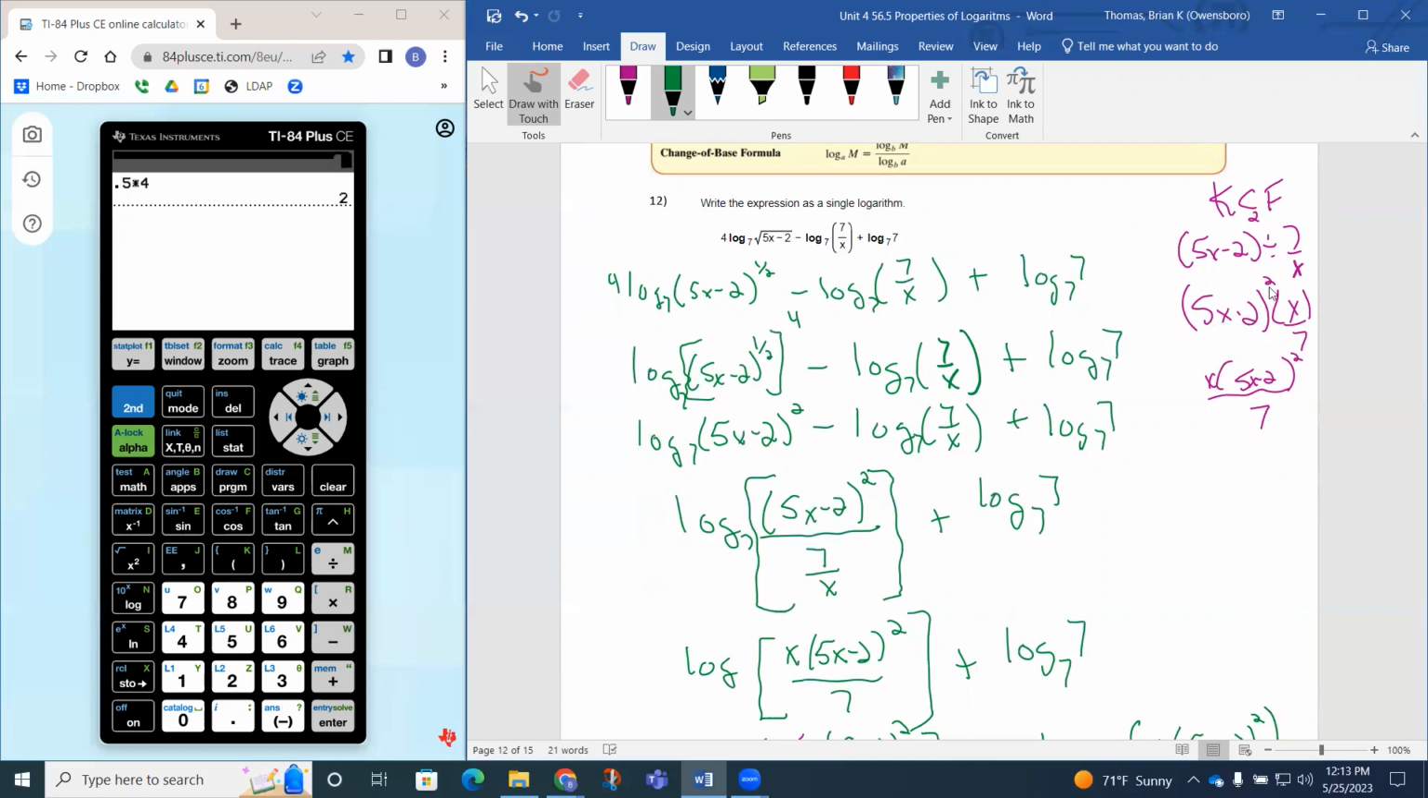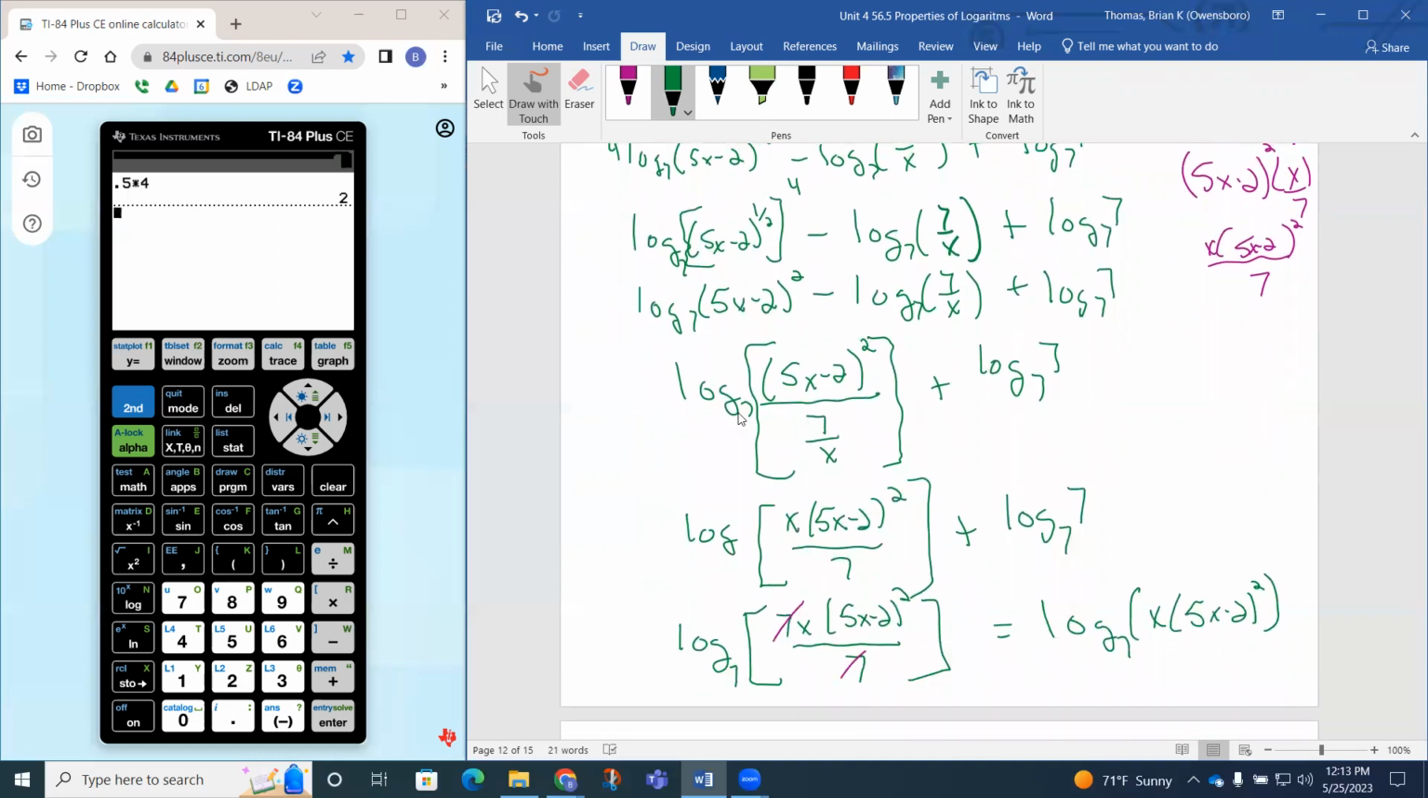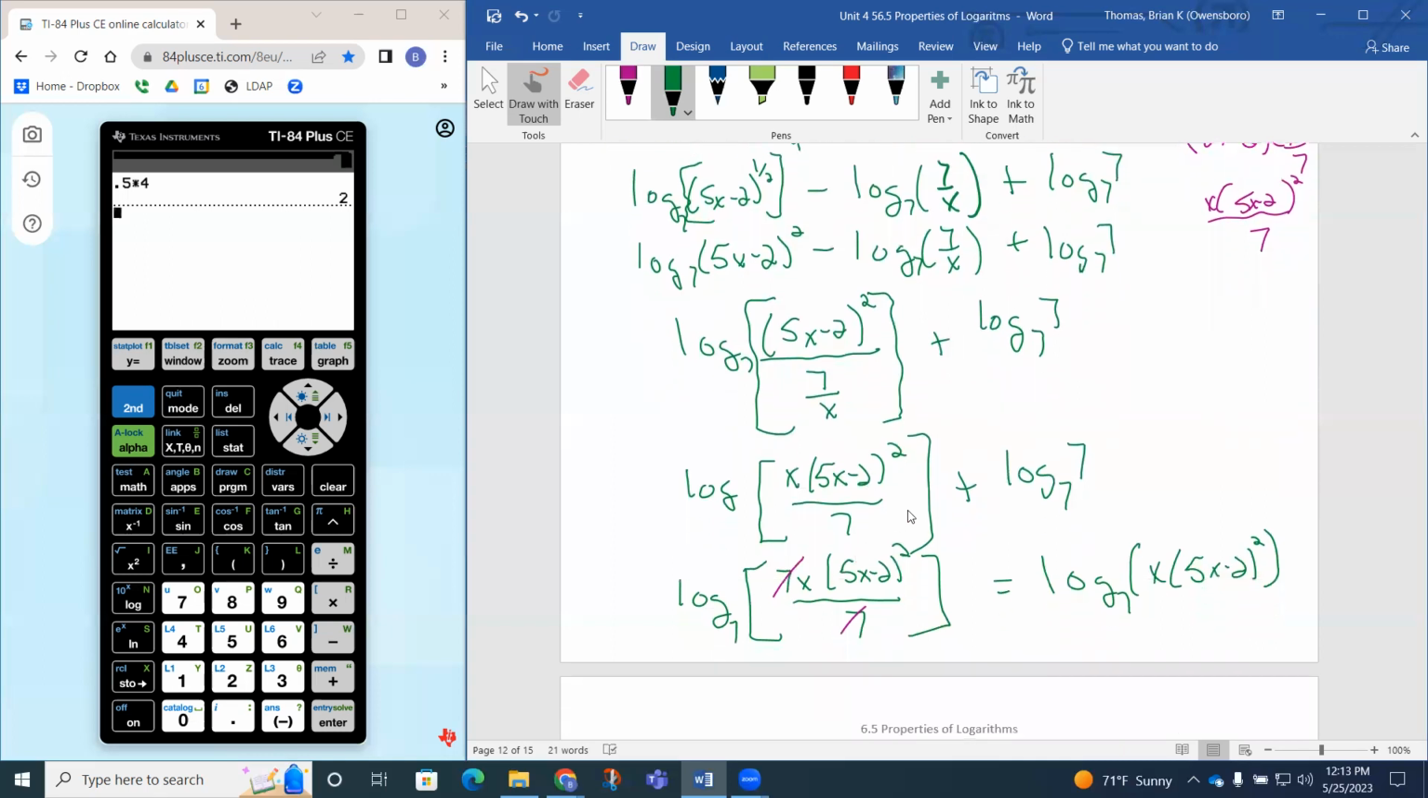So the 5x minus 2 squared stays there, but notice how I flipped the 7 over x to be x over 7. So the x and the 5x minus 2 squared become the numerator, and the 7 is the denominator. So this expression here gets rewritten as x times the quantity 5x minus 2 squared over 7. So now it's not a complex fraction. And again, I need my little base 7 over here.